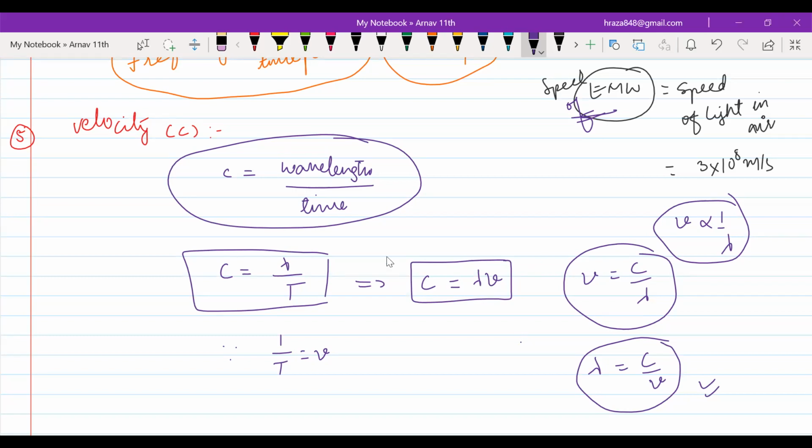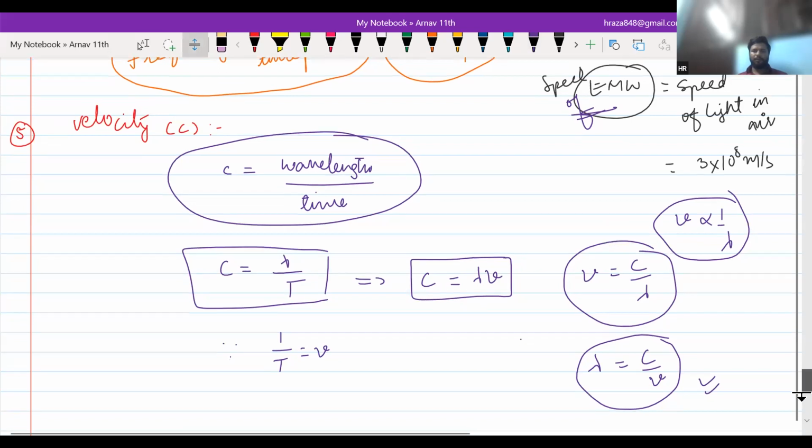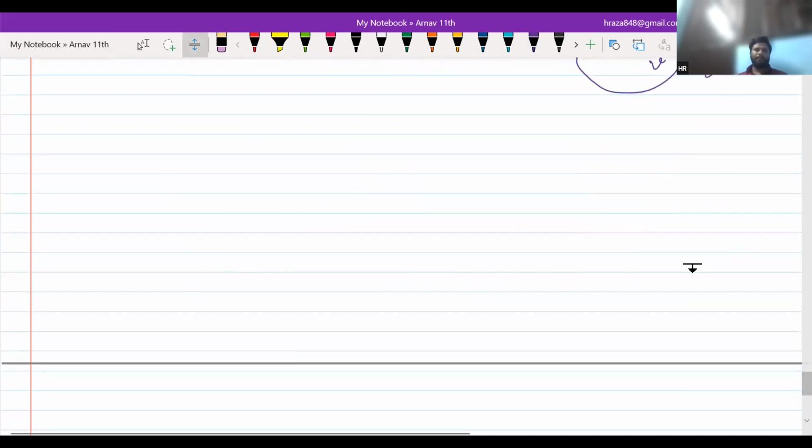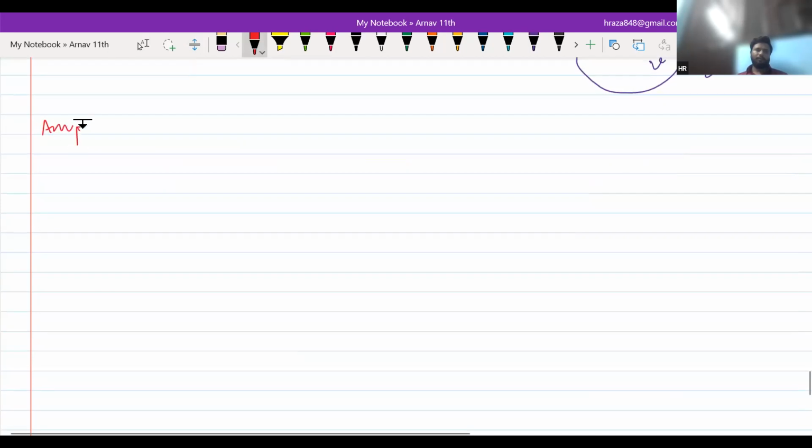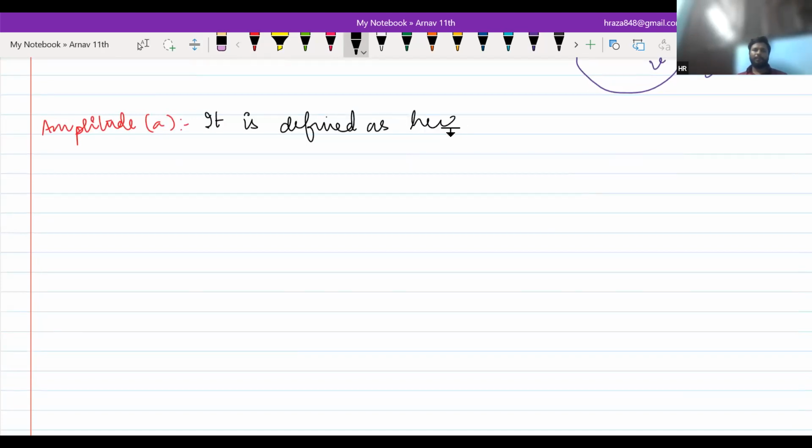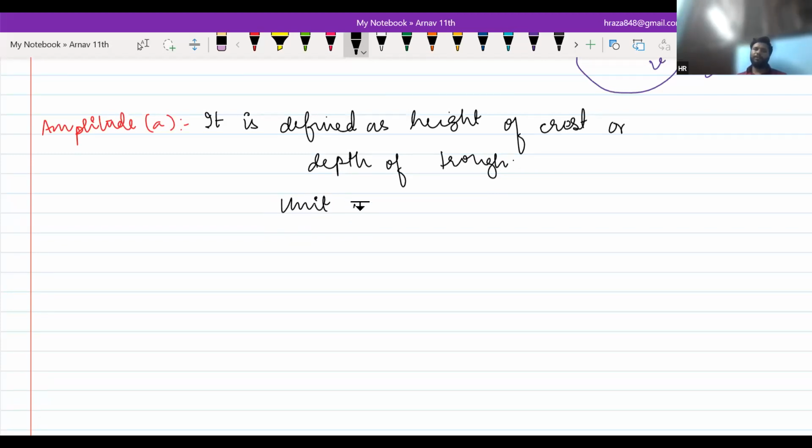Now the last term is amplitude. It is defined as the height of the crest or the depth of the trough. That is called amplitude, and the unit is, since it is height, that means distance, meter or centimeter, according to our requirement.